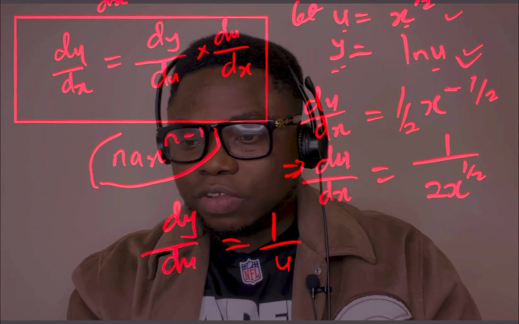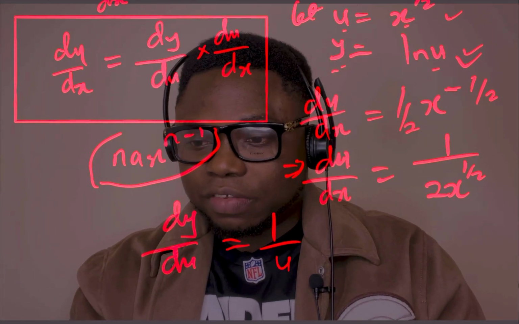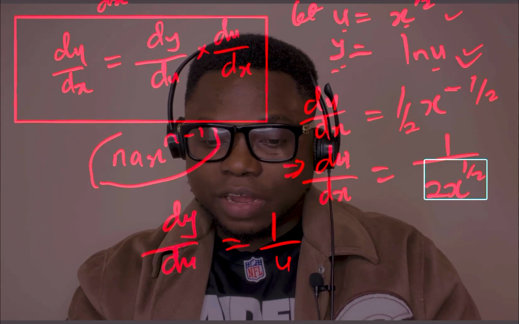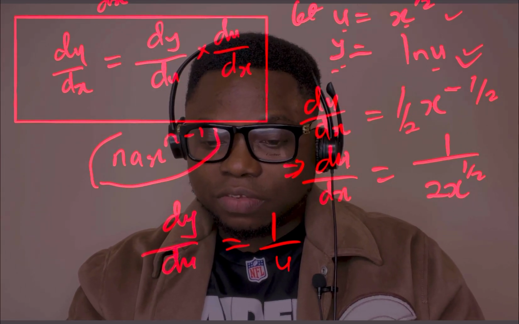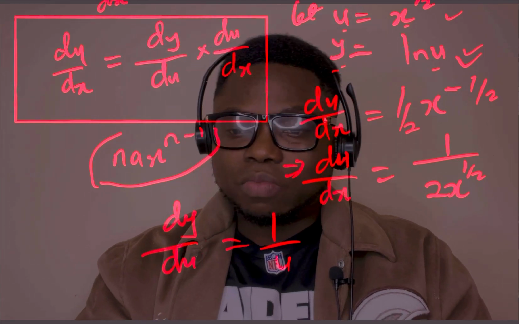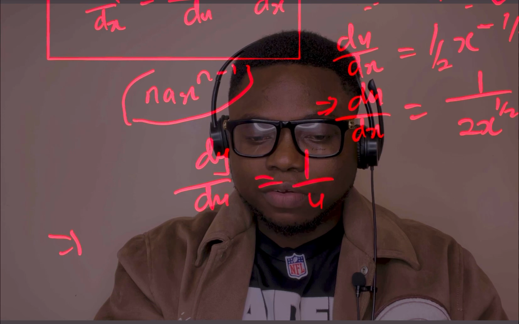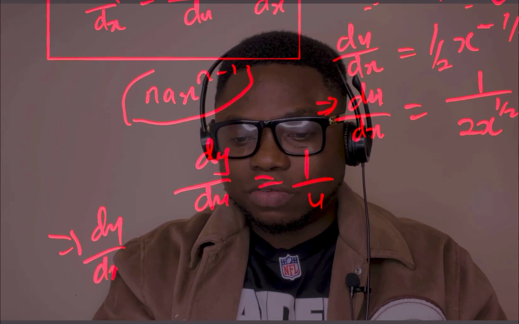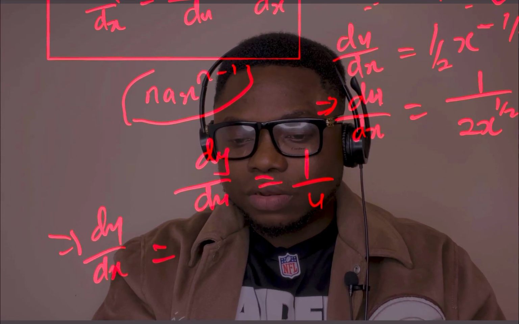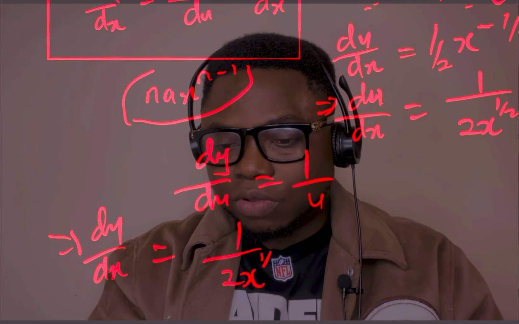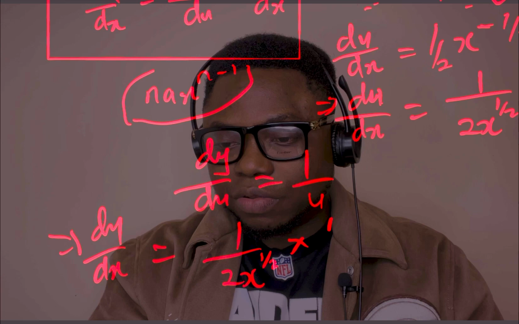Now I got du over dx as 1 over 2 times x raised to the power of half, and dy over du as 1 over u. So I'm going to multiply the two to find dy over dx, which is equal to 1 divided by 2x raised to the power of 1 over 2, multiplied by 1 over u.